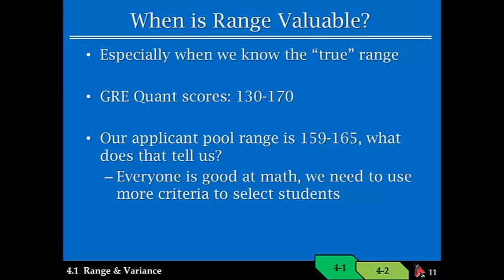If we were a graduate school admissions committee and our applicant pool range on the GRE quant was 159 to 165, what would that tell us? Well, essentially it would tell us that everyone is good at math. And if every single one of our applicants is good at math, that's a good thing, but we're going to need to use different criteria, maybe something like GPA, to select our students.